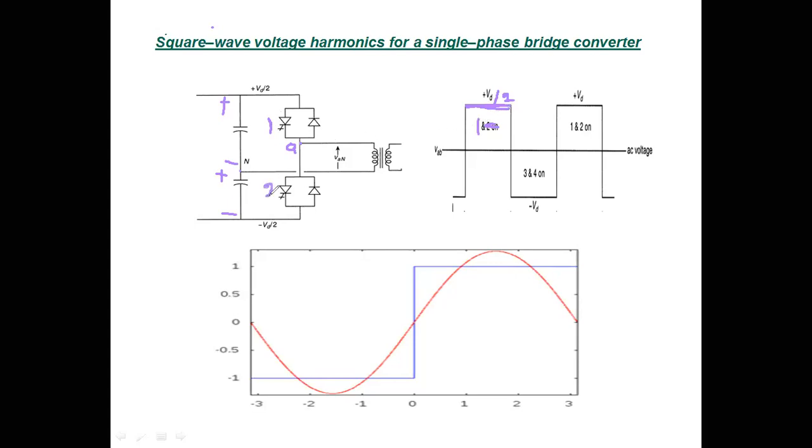Whenever these two are conducting, if it is a single leg operation, don't bother about the name or numbering. So here you will get minus VDC by 2. Actually, I have taken this from the full wave bridge rectifier. For a single phase you will have a different one. Okay, small change there.